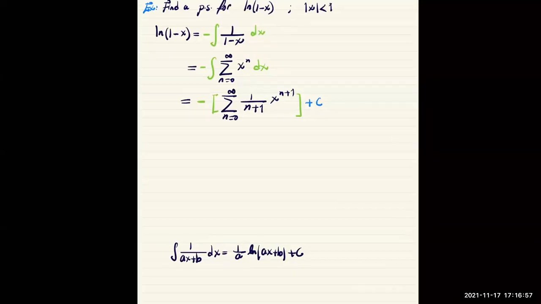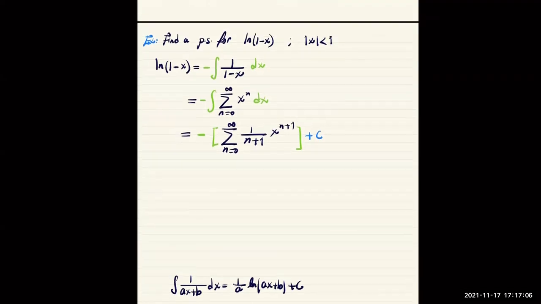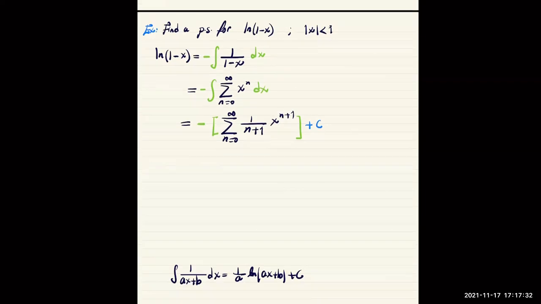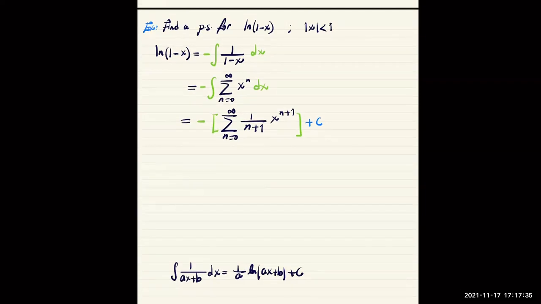To find c, all you have to do is choose a point on the curve. And by the way, guys, I don't need absolute values here, because the absolute value of x is already less than 1, meaning that 1 minus x is already positive. Imagine x is 0.5. 1 minus 0.5 is positive. x is 0.9. 1 minus 0.9 is positive. So don't worry about absolute values. But again, we need to find c.